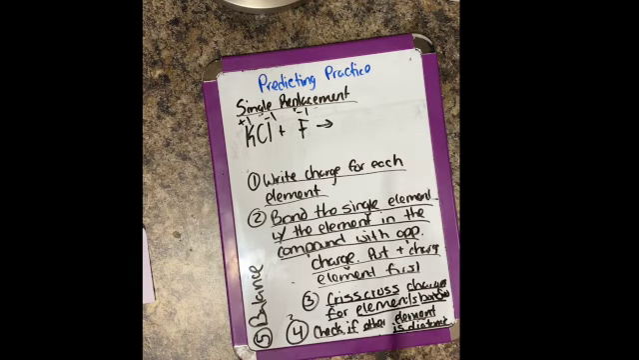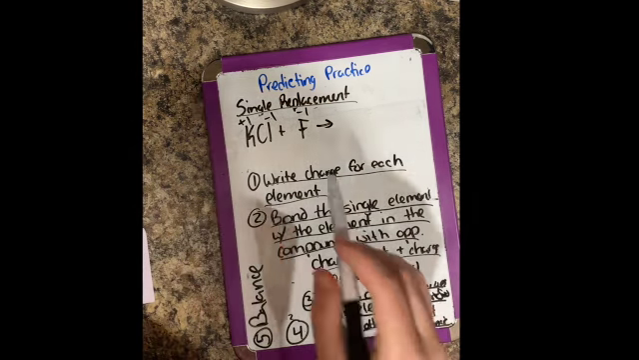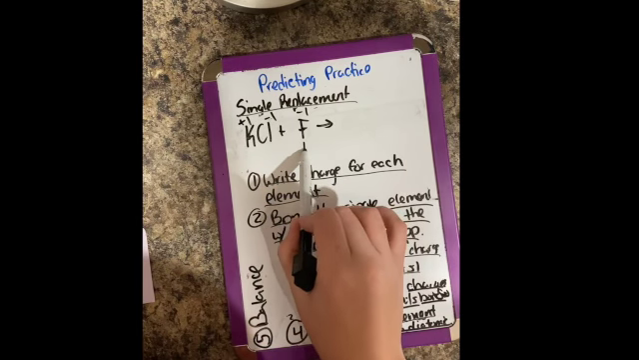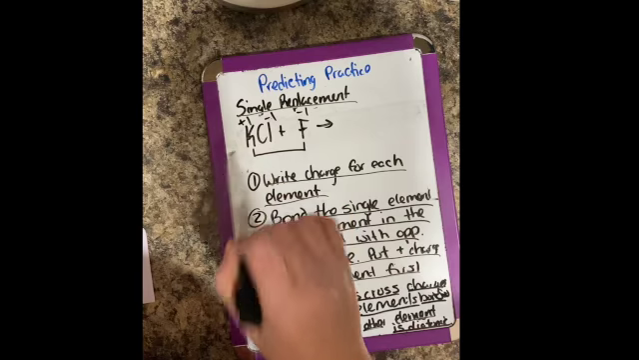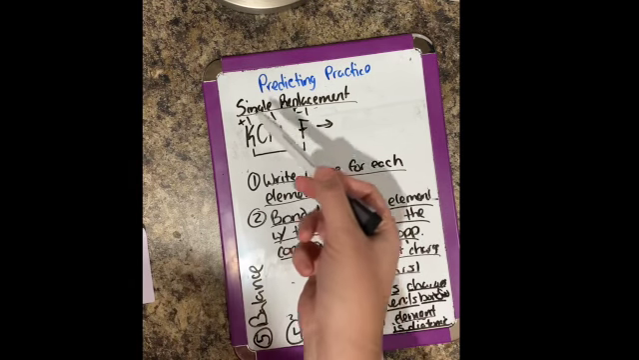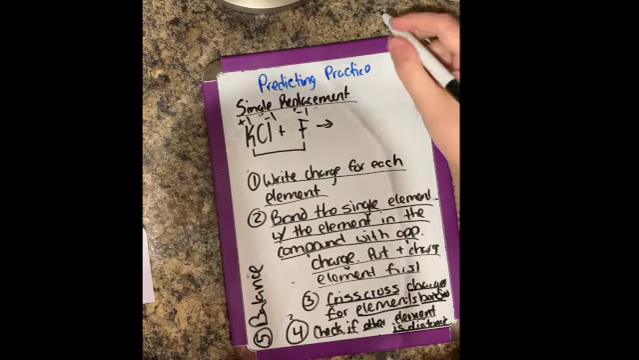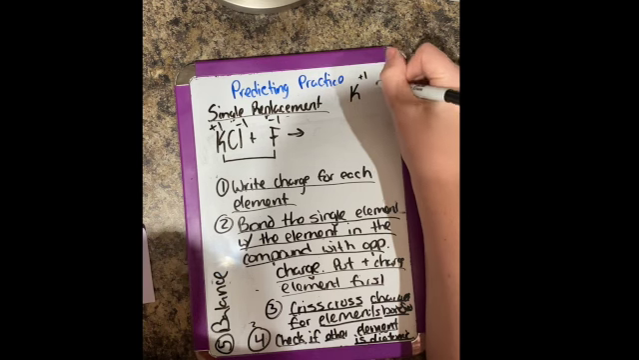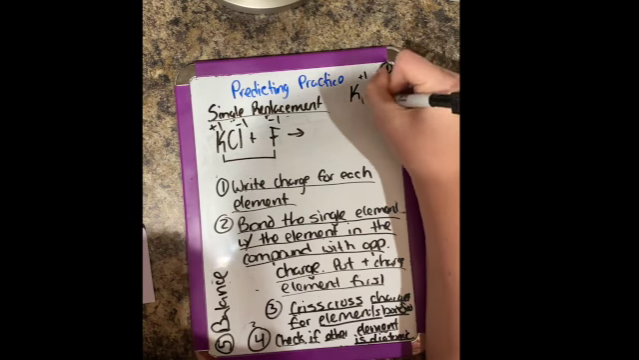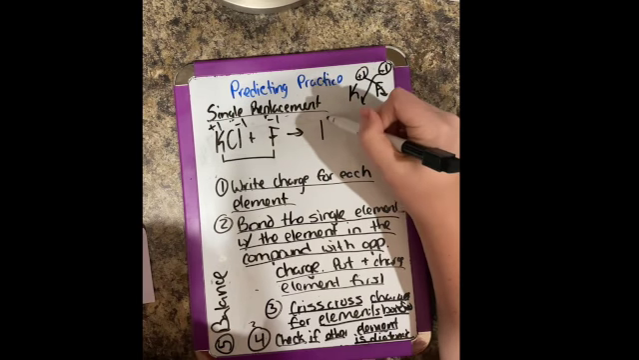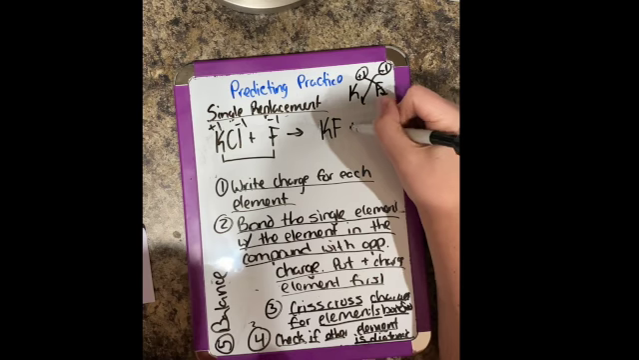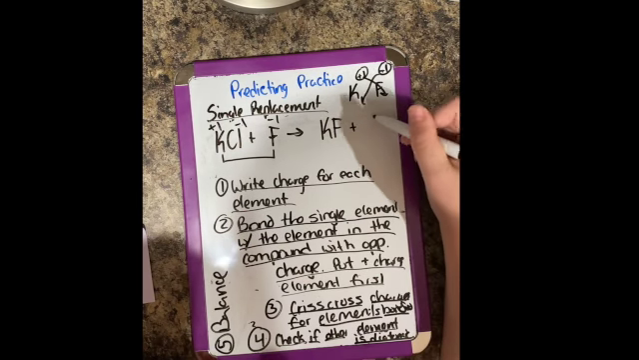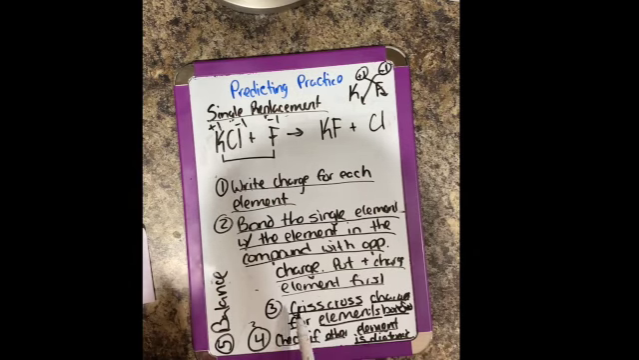Bond the single element with the element in the compound with opposite charge. Put positive charge element first. So here we have a -1. Since this is negative, it'll bond with the positive. So we do write the positive element first, so that'll be K. It has a +1 charge. F has a -1 charge. We crisscross, and that gives us KF. Then we just add a plus sign, put the element that was kicked out. Okay, so that was step 3, crisscross charges for elements in bond.